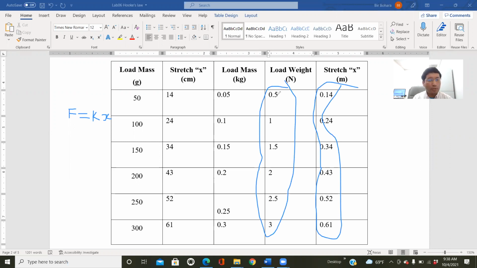For example, if you put 0.5 instead of F, and here value of x is 0.14, then you will get k equal to 0.5 divided by 0.14, right? So from here you will get the constant, that is spring constant. Okay. Similarly, once you know the spring constant, if some masses are unknown, you can find the mass as well.